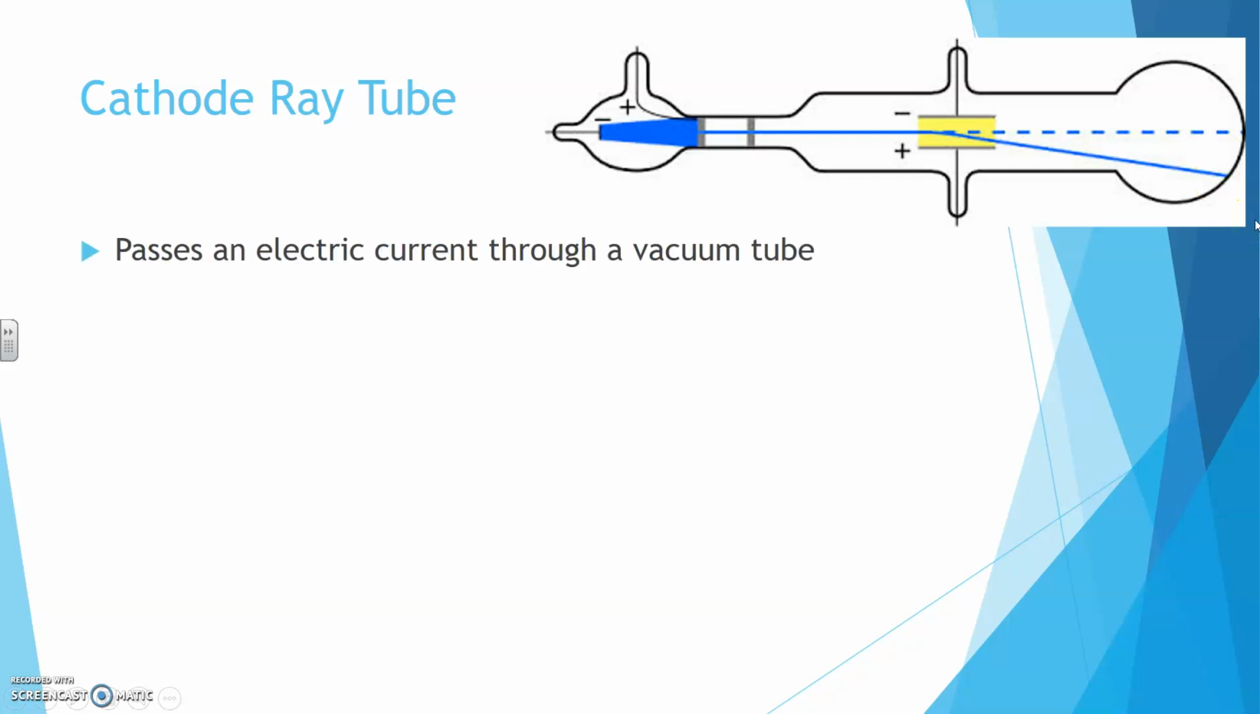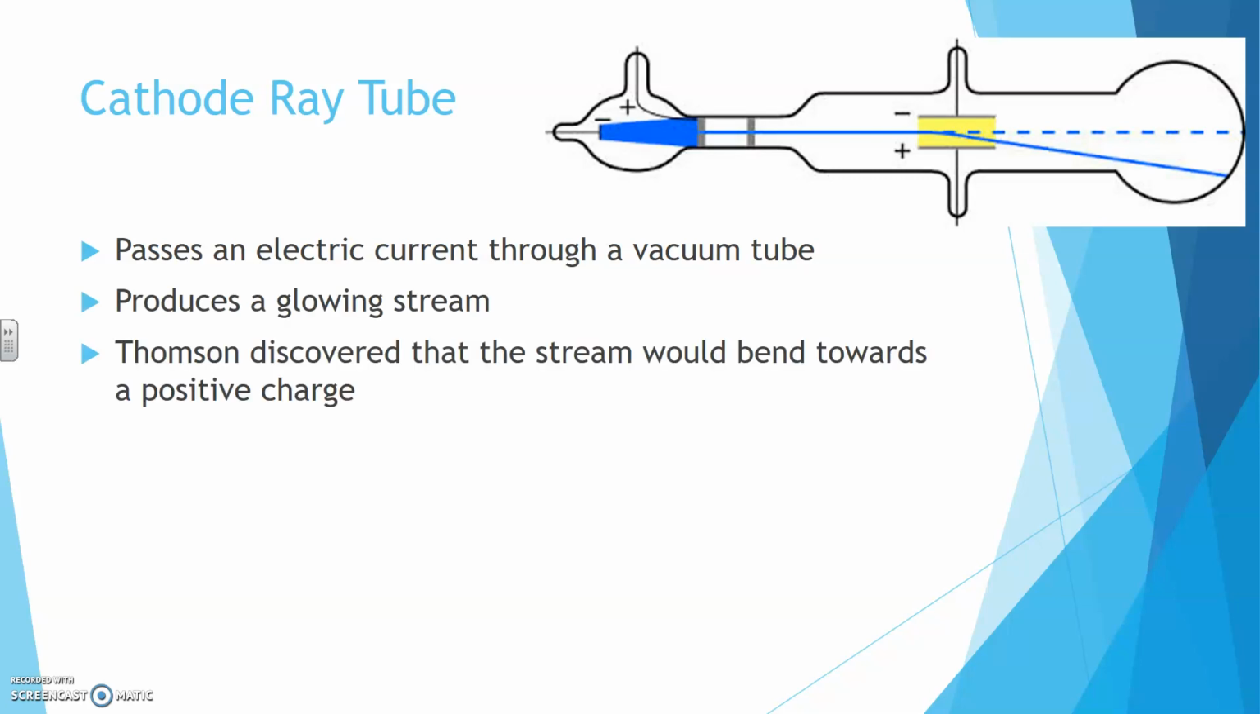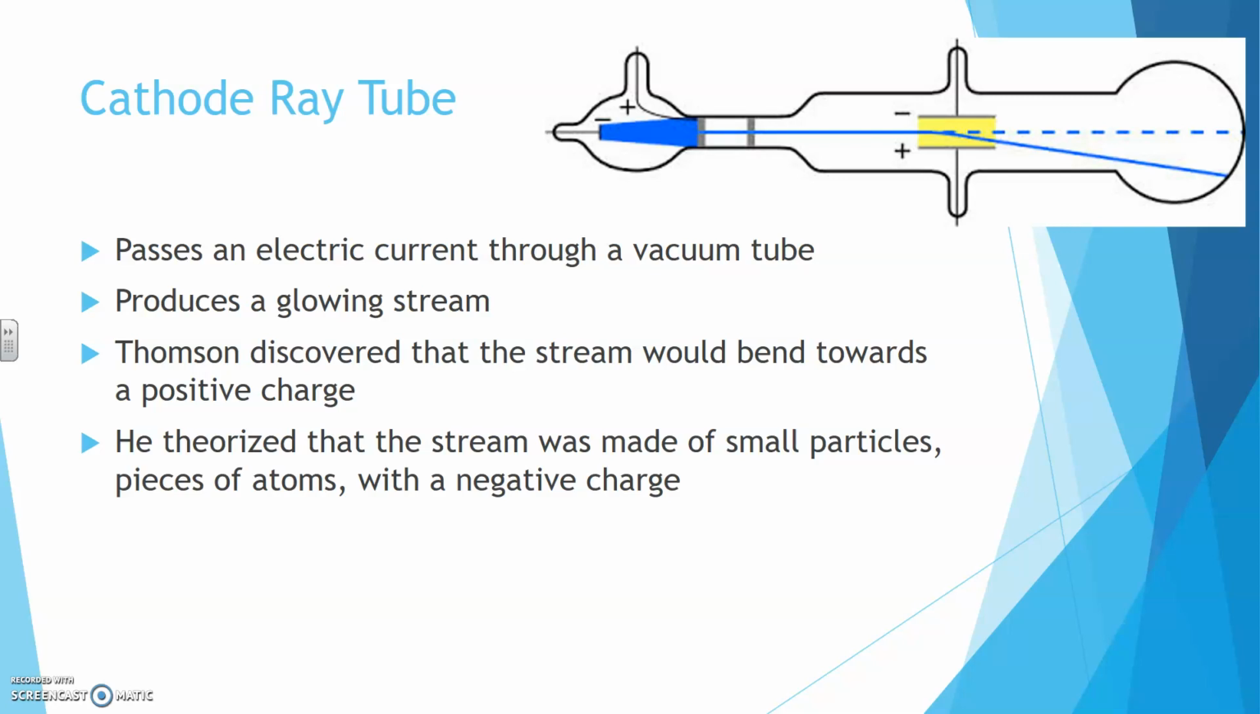So here we go. Passes an electric current through a vacuum tube, produces a glowing stream, and Thomson discovered that the stream would bend towards the positive charge plate. And so even at this time they knew that you had two different charges, positive and negative, and they would attract each other. So it can't be a positive charge that's bending towards the positive charge. It has to be a negative charge. So he theorized that the stream was made up of small particles, which were pieces of an atom with a negative charge. And he was right about that. So this was the first evidence of an electron.